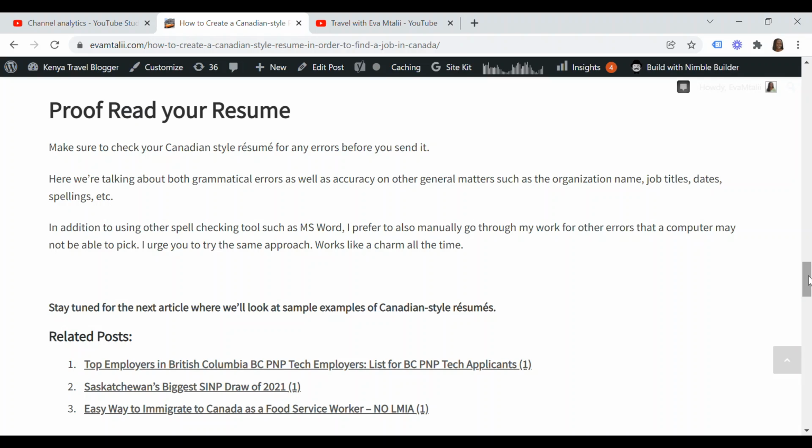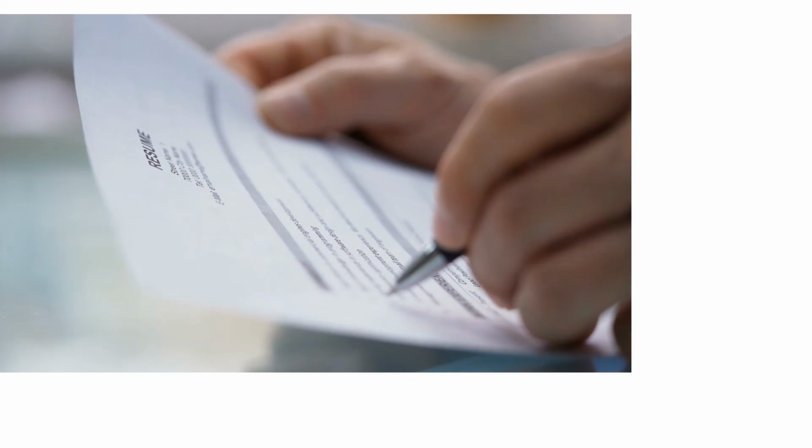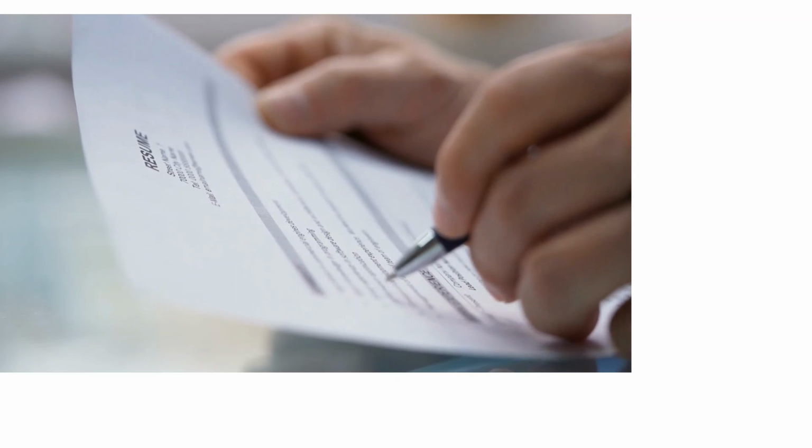Here we are talking about both grammatical errors as well as accuracy on other general matters, such as making sure you clearly and accurately spell the organization's name, job titles, dates which you worked, and other spellings. In addition to using spell checking tools such as Grammarly and MS Word and all other computer tools that we use to check our work, go through your CV manually and check for any errors that there might be.